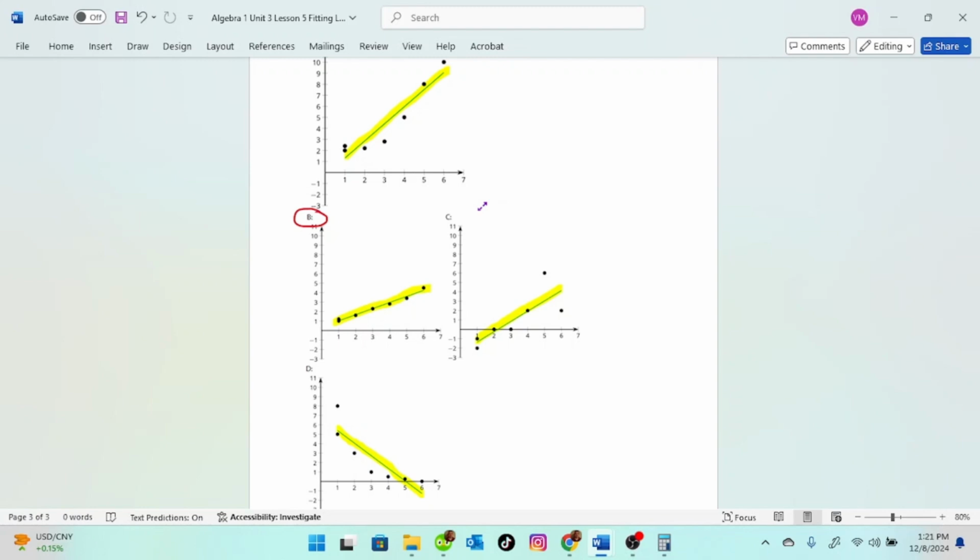If you have any questions about anything we went over in this lesson about lines of best fit, please use class time to ask for further clarification before we move on to lesson 6.